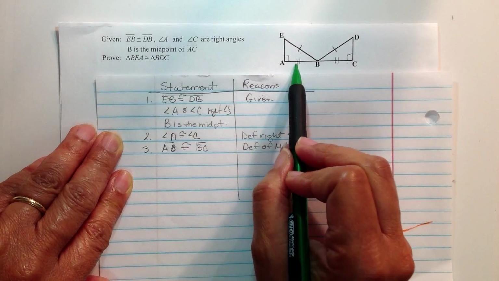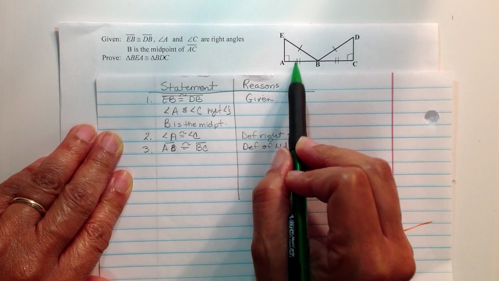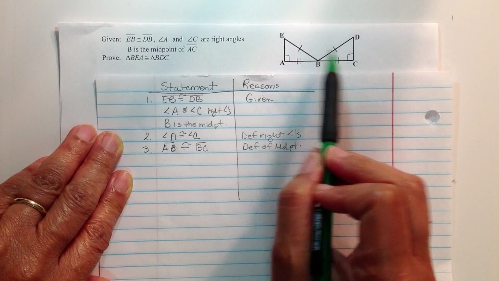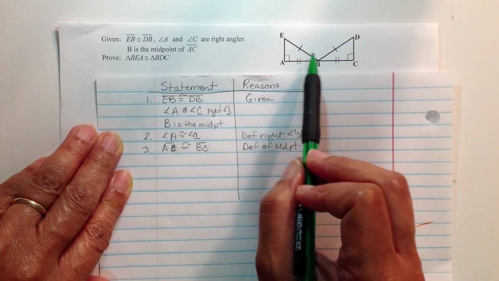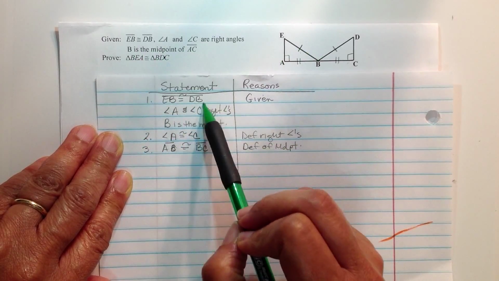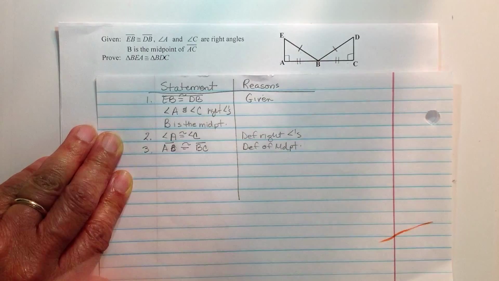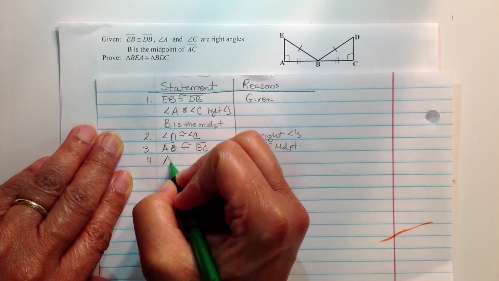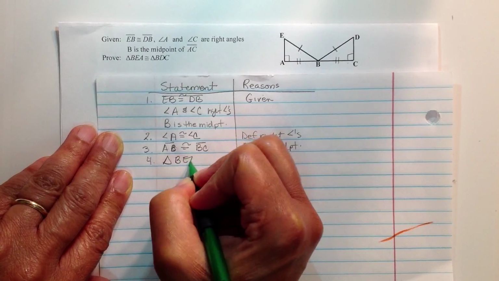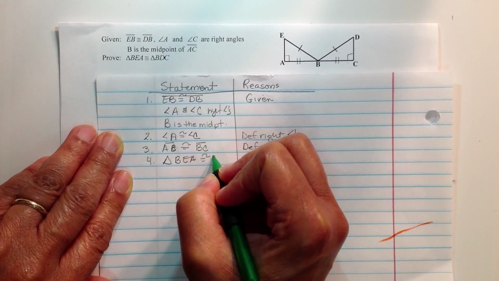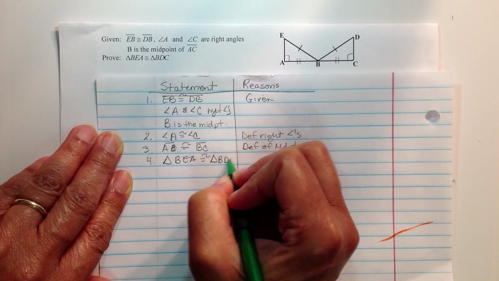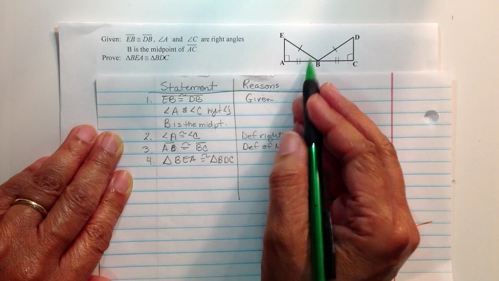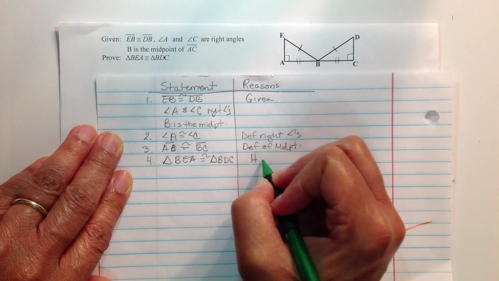So now I've proven that these sides are congruent. I've got my right angles here, and I was told at the beginning that my two hypotenuses are congruent. So I can make that final statement that triangle BEA is congruent to triangle BDC. And why? Because of hypotenuse leg.